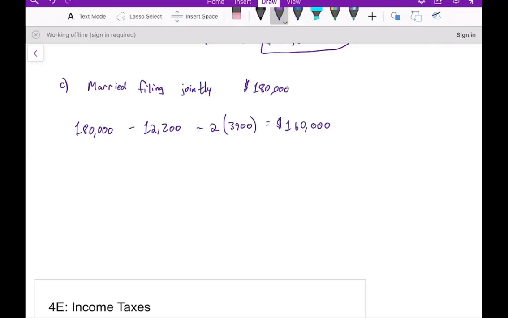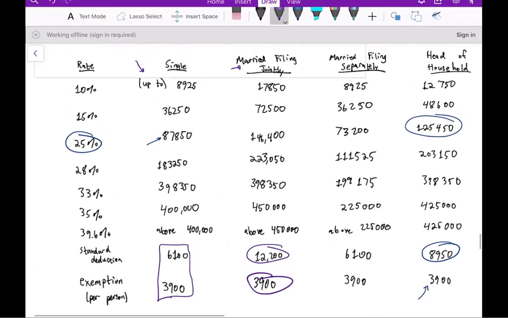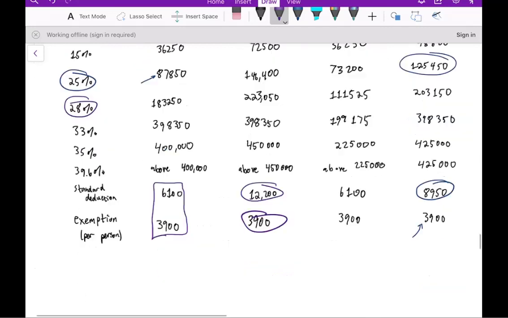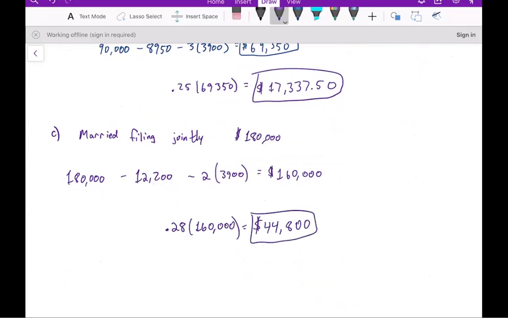So now if we go back to our table, where does 160,000 fit in? Well, it's going to now fit into this 28% bracket. So let's go to 28% of 160,000. And it looks like we're going to be paying, so 0.28 times 160,000 would give us 44,800 in taxes. Okay, so those are a couple of examples of where we can calculate how much we would be paying for income tax.